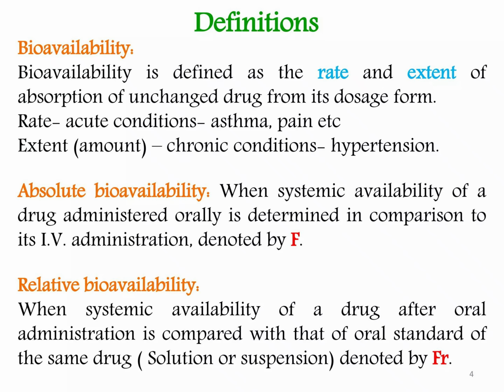So what is bioavailability? Bioavailability is defined as the rate and extent of absorption of unchanged drug from its dosage form. So it is the availability of the drug in systemic circulation. Then absolute bioavailability is the comparison of the drug taken orally with that of IV administration. Then relative bioavailability: whenever we are comparing the bioavailability of one drug with another drug, it is called relative bioavailability. We will discuss absolute and relative bioavailability in the upcoming lectures.